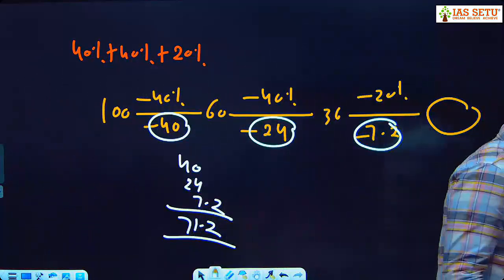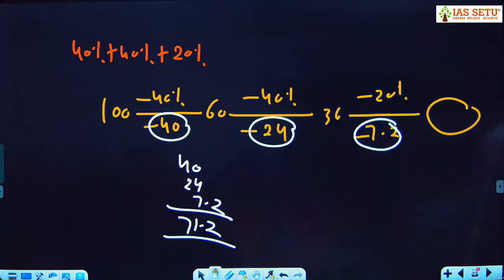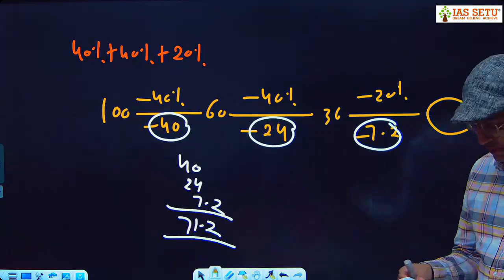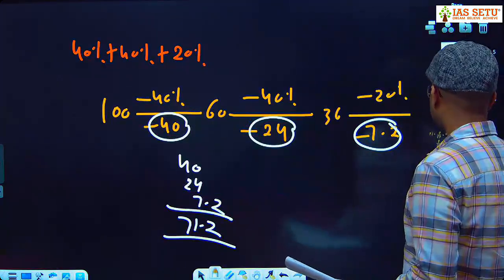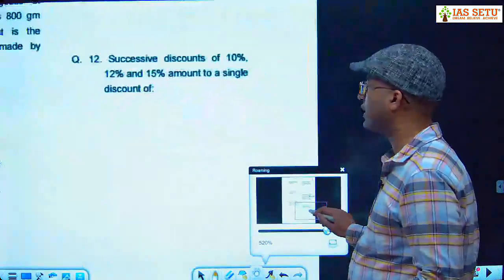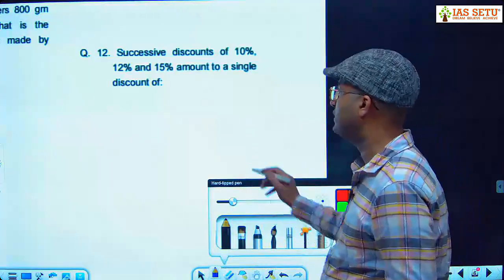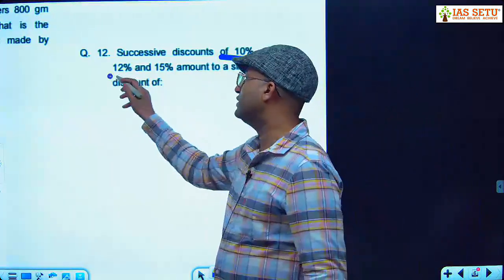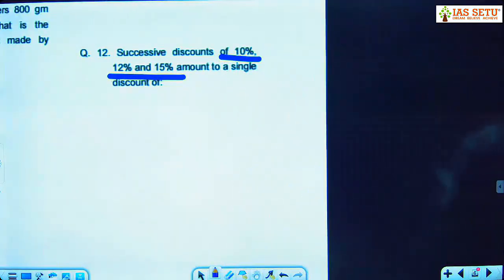Let us try one question. Maybe calculation is time consuming. Otherwise, concept wise, it is not a problem. Question number 12 in our handout. Question number 12 here: successive discount of 10%, 12%, 15% amount to a single discount of. तीन डिस्काउंट है. 10%, 12%, 15% amount to a single discount of how much percentage?